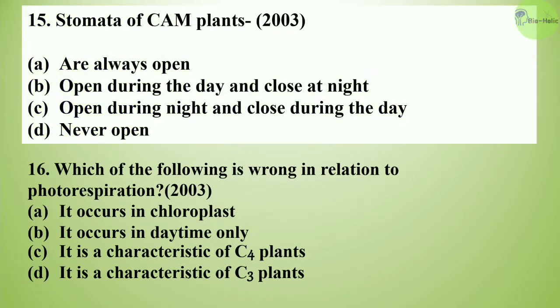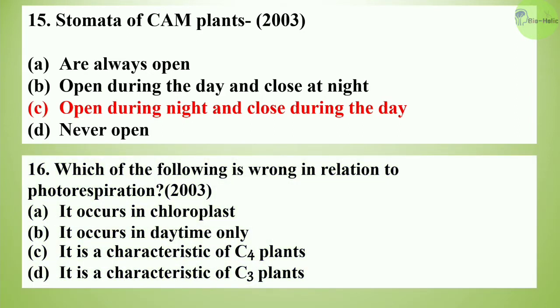Next is, stomata of CAM plants are always open during the day and close at night, open during night and close during the day, or never open. The answer is open during night and close during the day. Next is which of the following is wrong in relation to photorespiration? It occurs in chloroplast, it occurs in daytime only, it is a characteristic of C4 plants, and it is a characteristic of C3 plants. We know that C4 plants are evolved and they have a significant mechanism which prevents the photorespiration process. So the statement of the option C is wrong. That's why the answer will be option C.